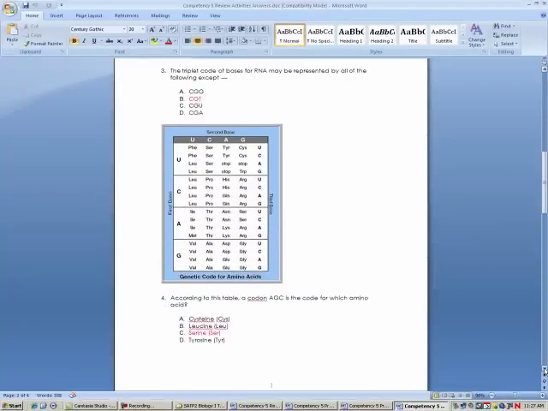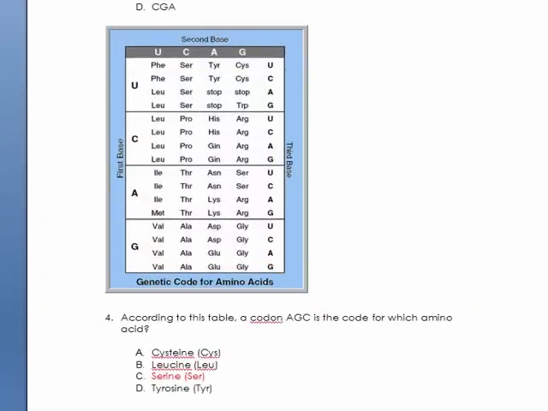According to this table, a codon for AGC is the code for which amino acid? Find the first base in the left-hand column. Find the second base at the top. See where the two intersect. Now find the third base along the right-hand side and examine where all three intersect. So the correct answer is C, SER.